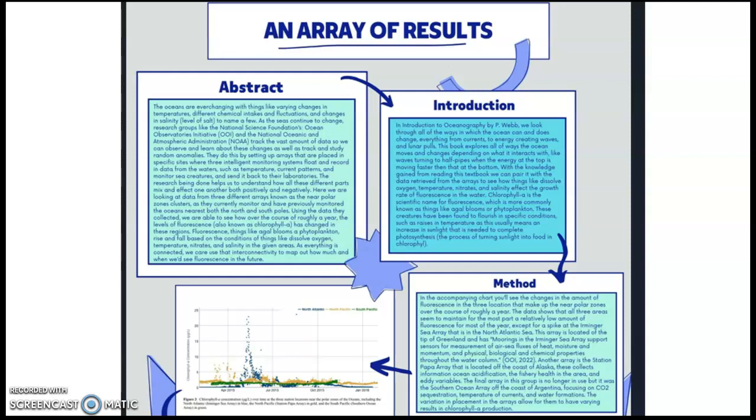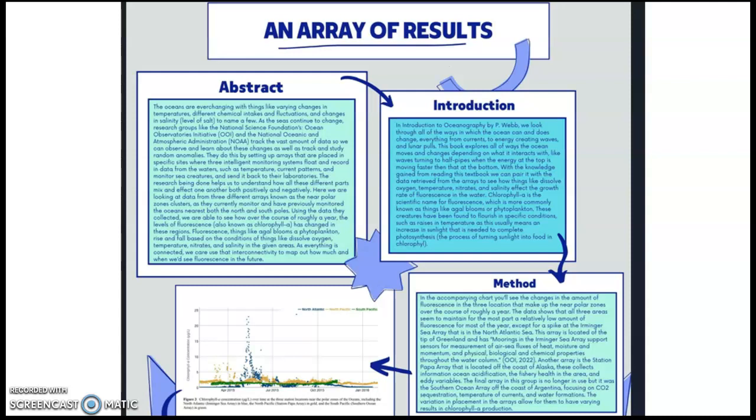So we'll move along from the abstract right over to the introduction. In Introduction to Oceanography by P. Webb, we look through all the ways in which the ocean can and does change, everything from currents to energy creating waves and lunar pulls. This book explores all the ways the ocean moves and changes depending on what it interacts with, like waves turning into half pipes when the energy at the top of the wave moves faster than that at the bottom.